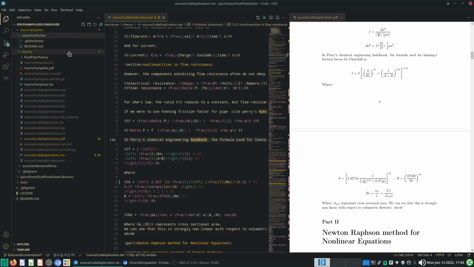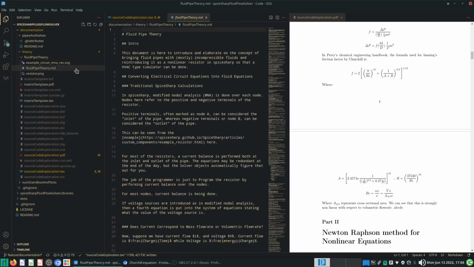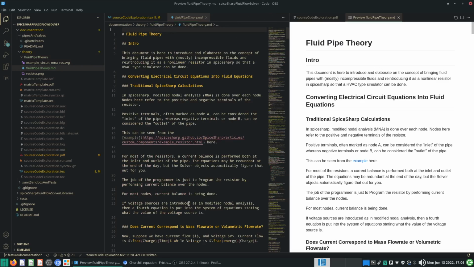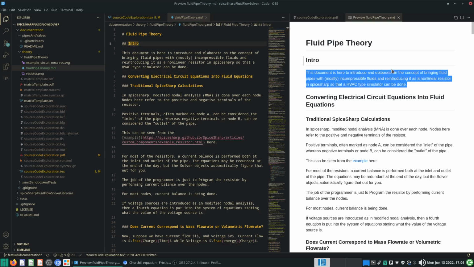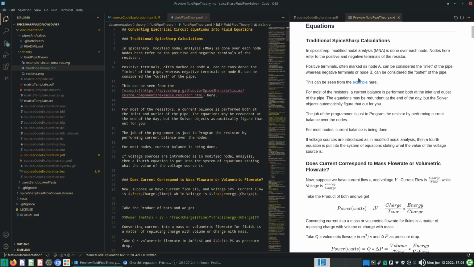Let's go to fluidPipeTheory. I made a fluidPipeTheory markdown file, which I can also preview. Markdown is much nicer to preview. This is just some introduction and some traditional SpiceSharp calculations.